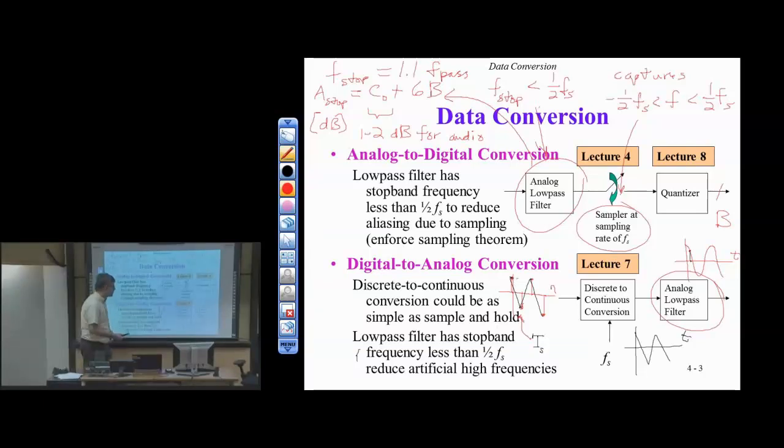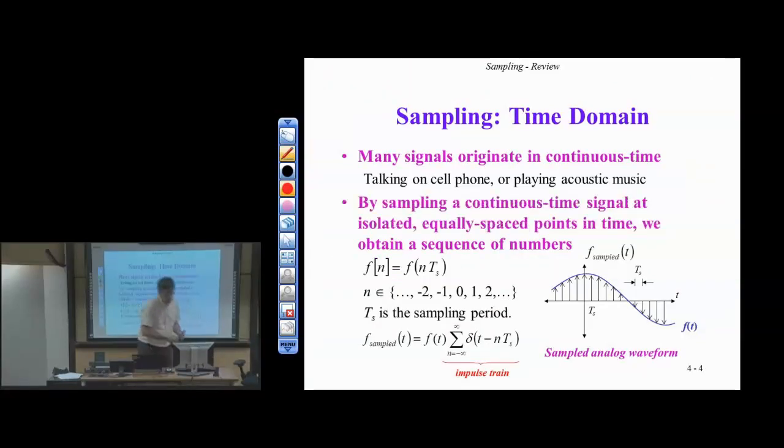All right. So let's talk a little more about sampling today, and then we'll fill in these other steps in subsequent lectures. All right, review. So way back to signals and systems. In sampling in the time domain, many signals originate in continuous time. Talking on the cell phone, for example, playing acoustic music. If you're talking on the cell phone, the pressure waves impinge on a transducer. The transducer creates a voltage and current signal in continuous time analog. We then sample it, send it through an A to D converter, and we now have a stream of digital discrete time data, which we can compress for transmission.